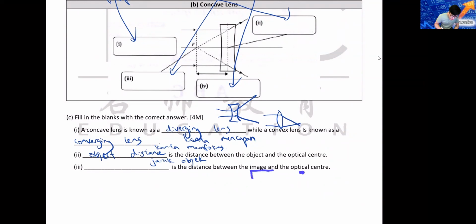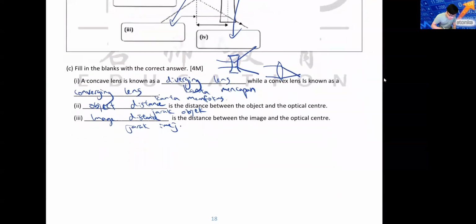So what about image and optical center? Image distance lah. Okay, jarak image. Okay, then again, things like this won't come out in exam because it's simply too easy. They won't give you 4 marks like this. They will give you 1 or 2 marks by explaining a long sentence. So you don't really see 4 marks in section B. It's most likely going to be 1, 2, 1, 2, 1, 2.